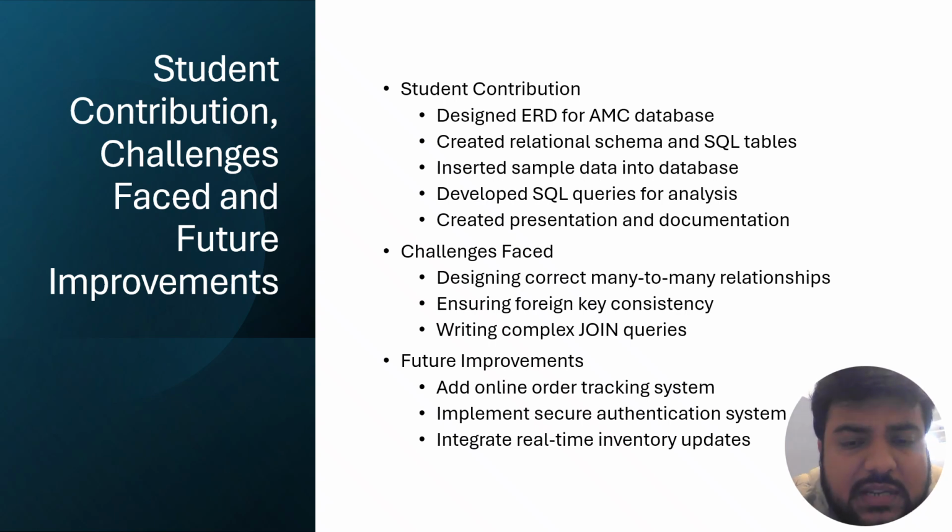So from this project, I learned several important concepts. First, I understood how the ERD helps in visualizing the structure of a database before the implementation. Secondly, I learned how normalization improves database efficiency by reducing redundancy and ensuring data consistency. Third, I gained practical experience in writing SQL queries for data retrieval and analysis.